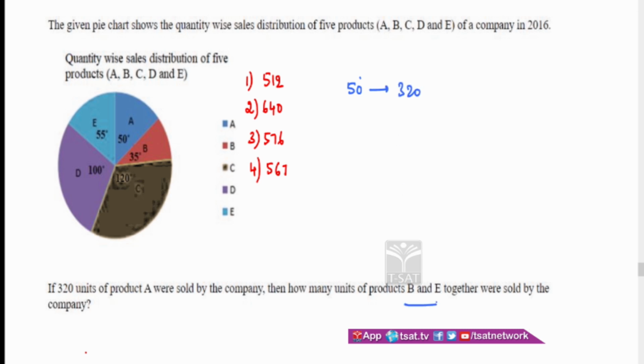What is B and E together? Now B and E together is actually 55 and 35, that is 90, is how much? Cross multiply it: 320 into 90 by 50, the zeros cancel, 5 ones are 5, 64s are.